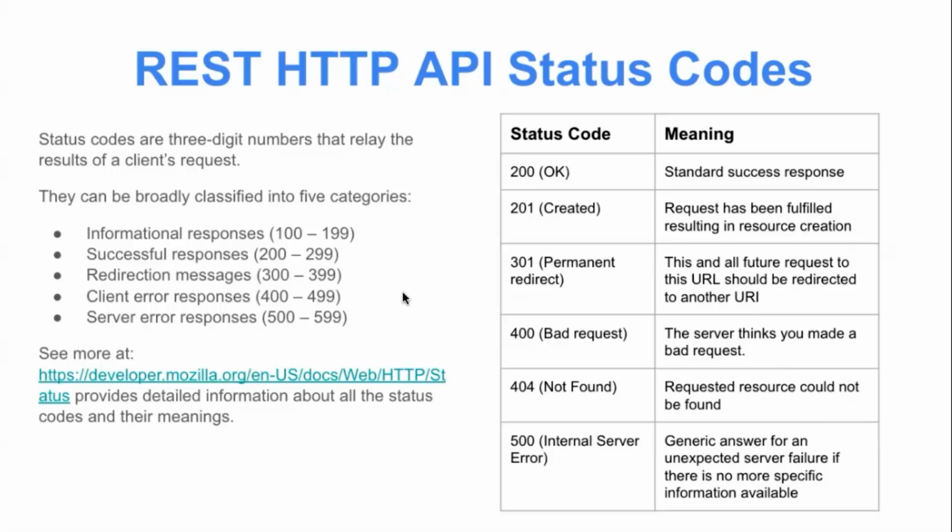You can also look at the MDN web docs, which I've linked here, and this provides more detailed information about all the status codes that are available by APIs that have been created.